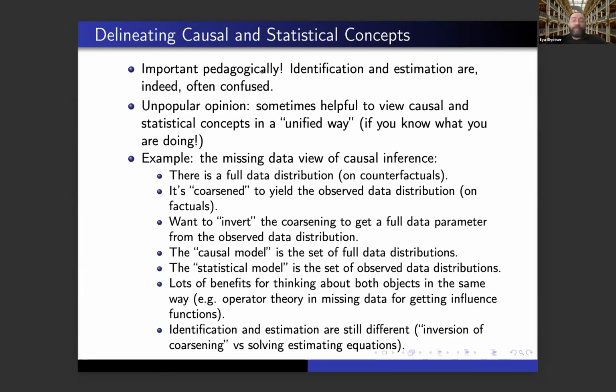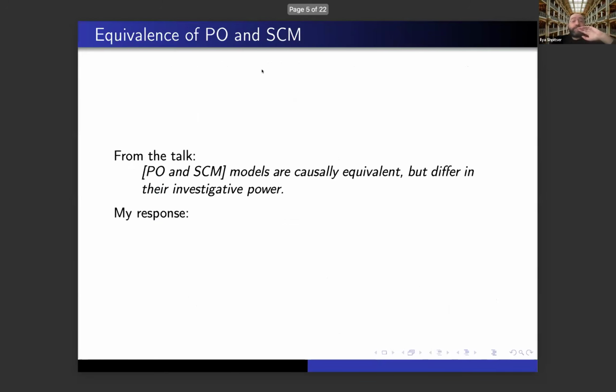So for example, possibly people on the Zoom call have done some operator theory in missing data for getting influence functions. And I think it's very crucial to think about the full data and observed data as just coming from two different models, basically. It is still the case that identification and estimation are fundamentally different things. It's inversion of coarsening versus solving equations or doing targeted learning. But I think it's just a style you can adopt sometimes for some intellectual benefit.